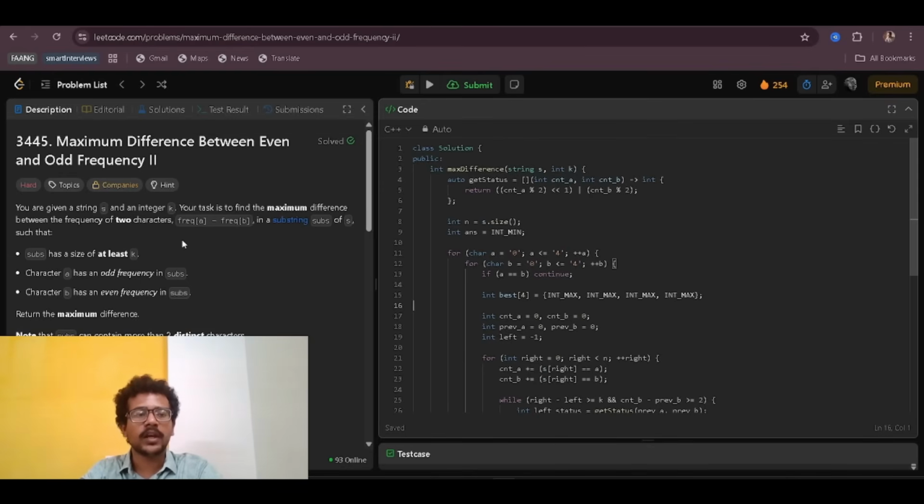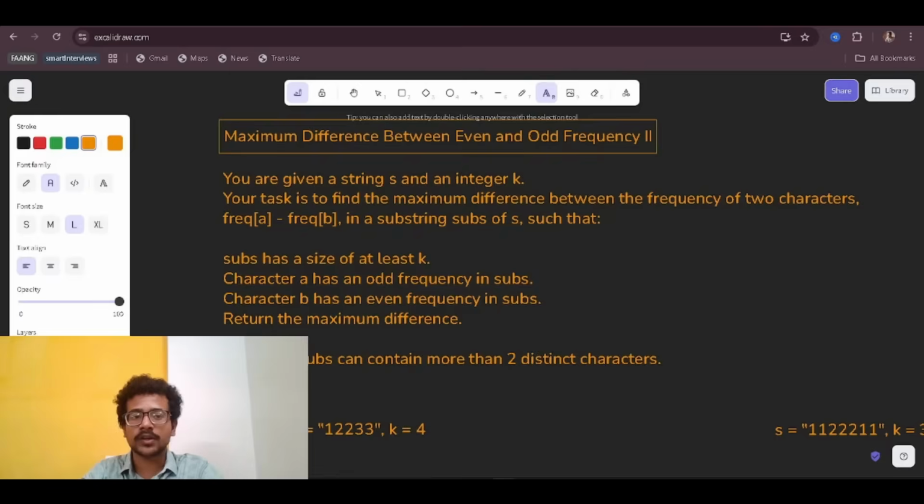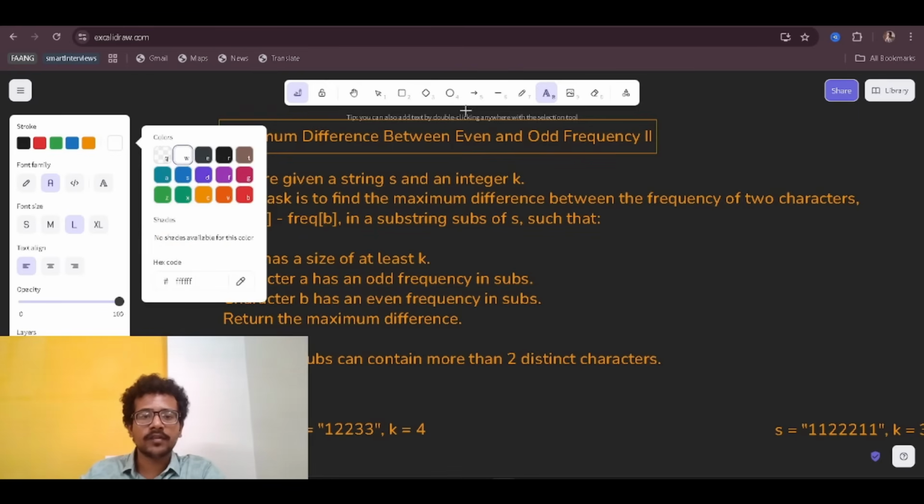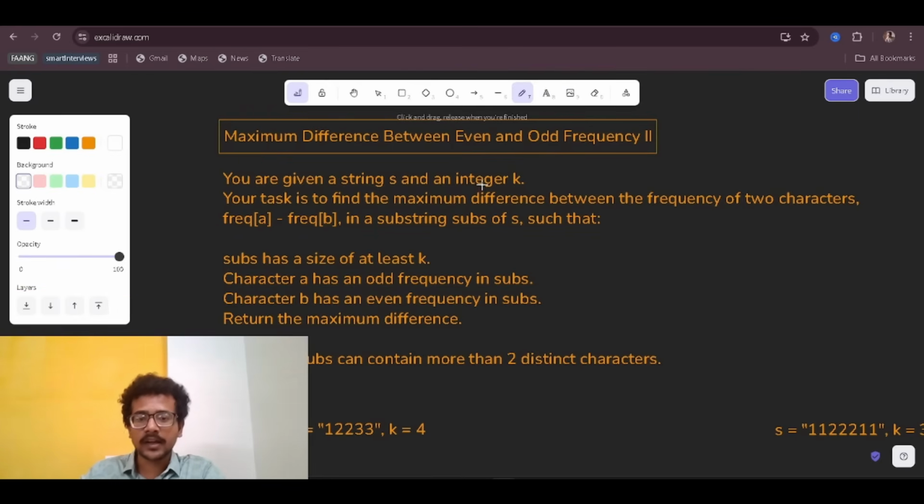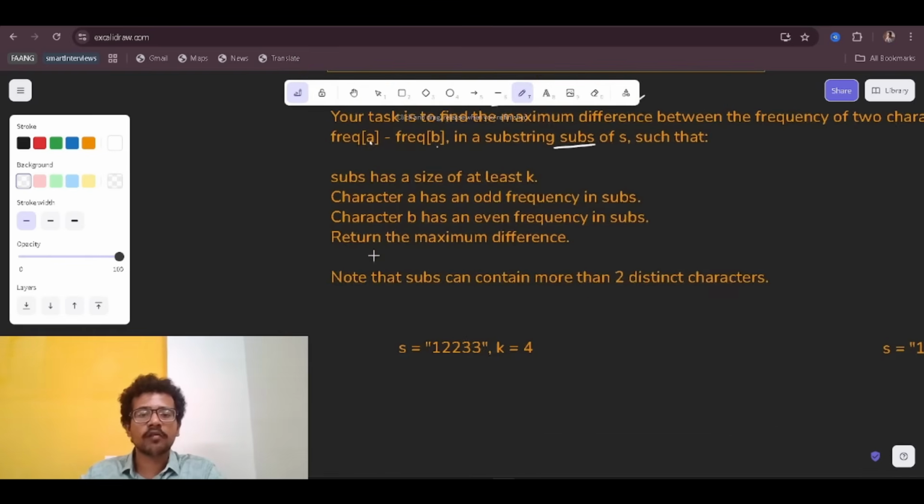Maximum difference between even and odd frequency. We are given a string s and an integer k. Our task is to find the maximum difference between the frequency of two characters a and b in a substring subs of s such that subs has a size of at least k.